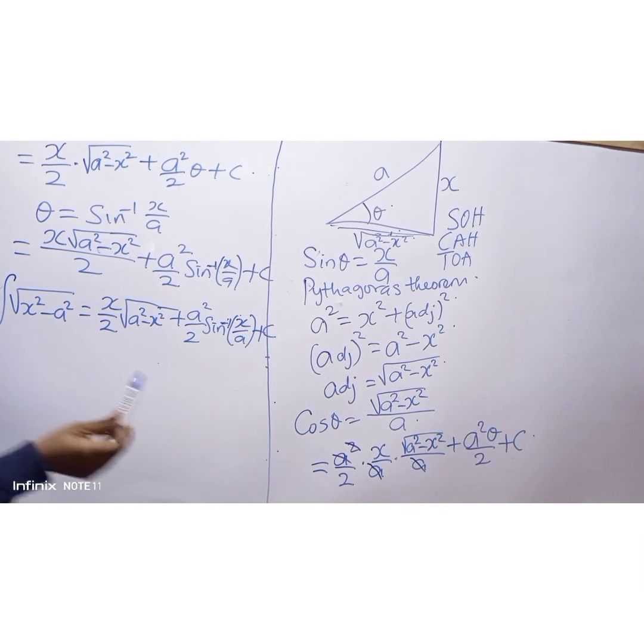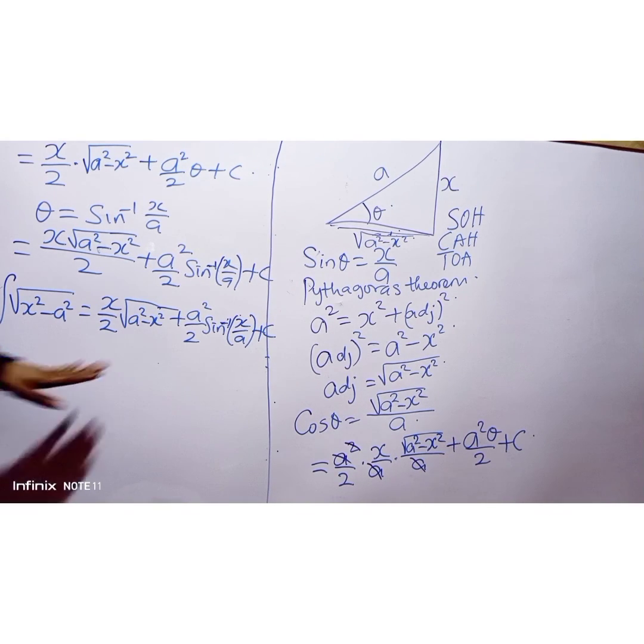So we have the square root of a difference of two squares. This is the formula that we are going to use.